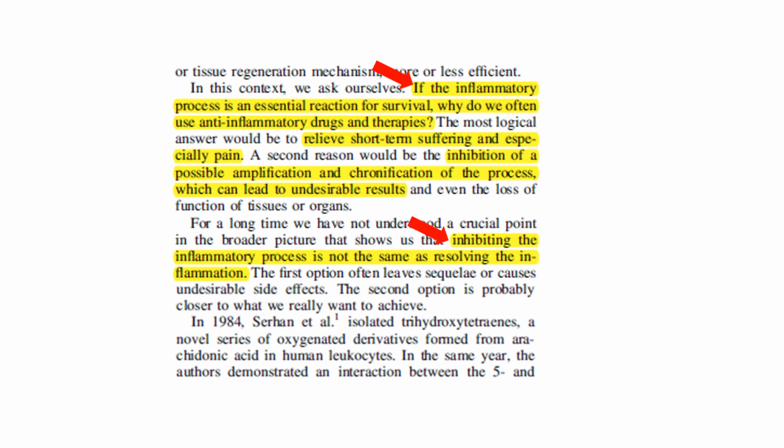If the inflammatory process is an essential reaction for survival, why do we often use anti-inflammatory drugs and therapies? This paper asks. Well, we would use it to relieve short-term suffering and especially pain, however, the inhibiting of that inflammatory process is not the same as resolving the inflammation. So inhibiting means that we are stopping the process, we're stopping that activity at a certain level in the steps of the inflammatory process. Whereas resolving means that we are assisting and helping this normal and natural process of inflammation proceed to its logical and healthy end.